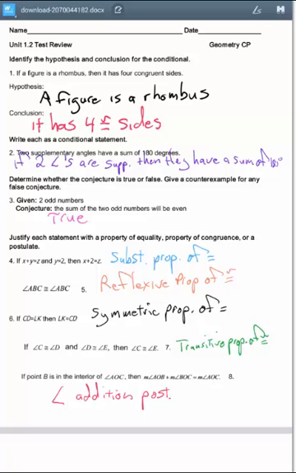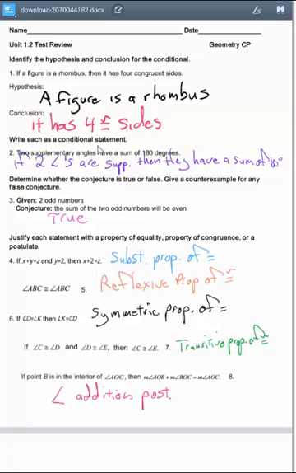All right, I want to go over the problems from the review that you all have looked at already. The first question says, if a figure is a rhombus, then it has four congruent sides, and what you need to do is identify the hypothesis and the conclusion. The hypothesis is the statement directly following the if, and the conclusion is the statement directly following the then. The hypothesis does not include the if, the conclusion does not include the then, so the hypothesis is a figure is a rhombus, and the conclusion is it has four congruent sides.